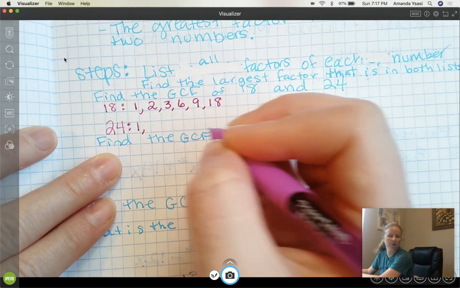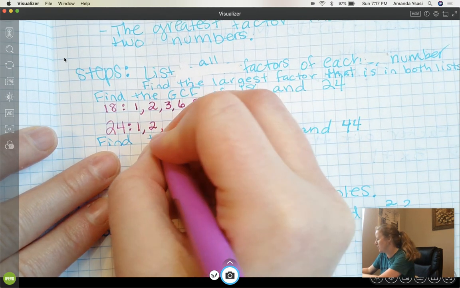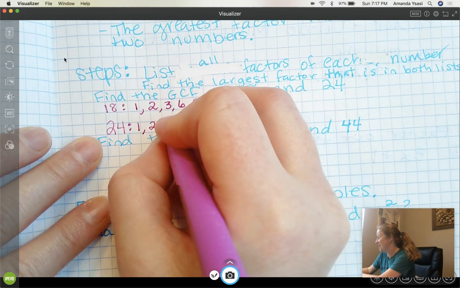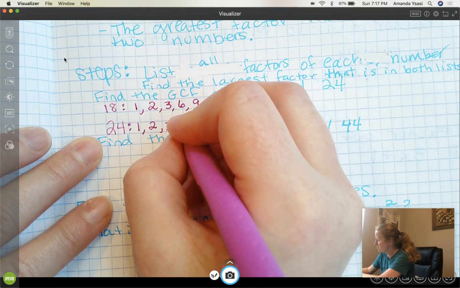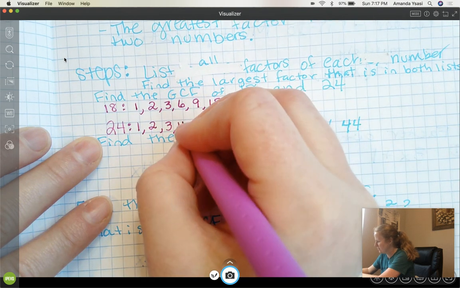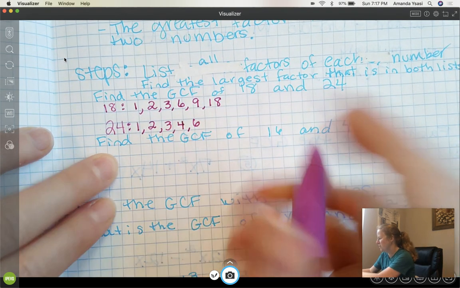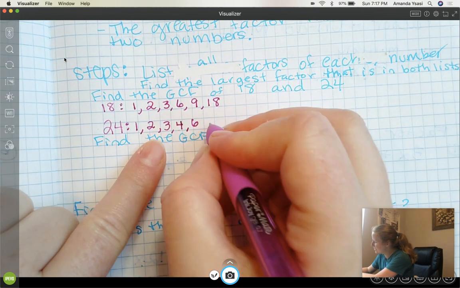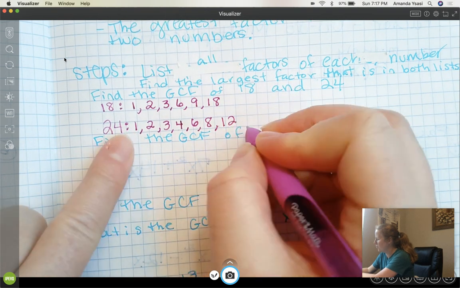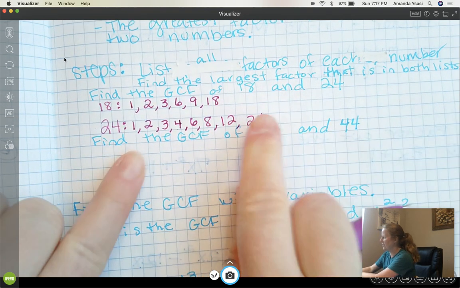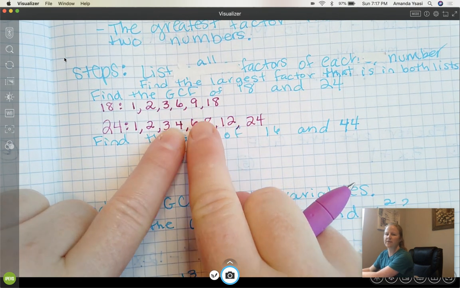One will go in, and then two, because two times 12, three times eight, four times six. Five will not go in. Six will go in because we already said six times four, and then eight times three. So eight's the next one. Two times 12 and one times 24. So you can kind of think of them as pairs: one times 24, two times 12, three times eight, four times six.